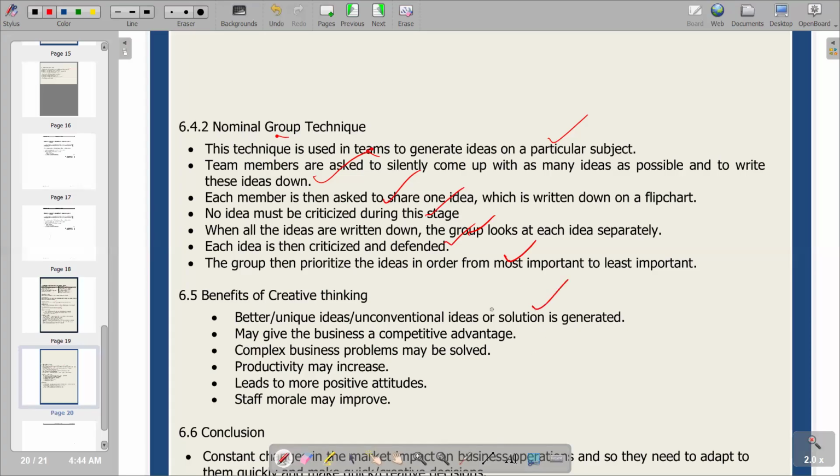Very important. Then it may give the business a competitive advantage. Obviously, new ideas get you to a better position, and that is a competitive advantage. Complex business problems may be solved. Productivity may increase, which leads to more positive attitudes. Staff morale may improve. So these are the benefits of creative thinking. Productivity may increase, obviously, because you are coming up with new ideas that are obviously going to work in the positive direction of the business.